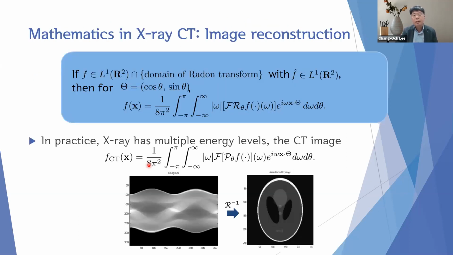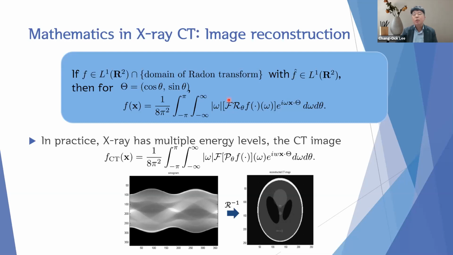So we have the Radon inverse transform. If f is an L1 function, and also f belongs to the domain of the Radon transform, and with f hat, the Fourier transform, is an L1 function, then for these unit vectors, we have the Radon inversion formula. So this is the Radon transform and the Fourier transform in terms of the space variable, and then we put the high pass filter. Then we take the inverse Fourier transform, and we take that along all zeta. That's the very famous Radon inversion formula.